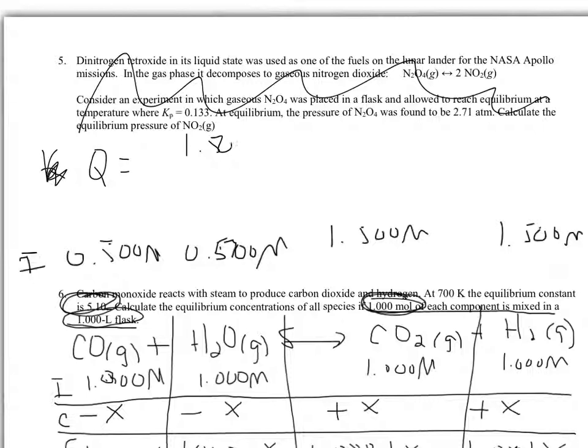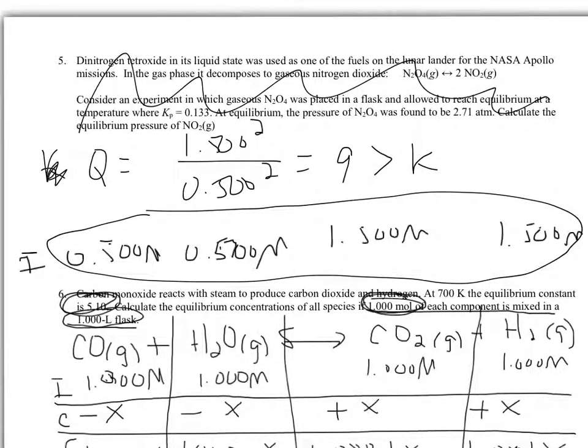We would get 1.500 squared divided by 0.500 squared, and that would come out to, geez, I should have done my work and written this down ahead of time, but that comes out to 9. Okay, so that's obviously greater than the constant. So if these were our starting concentrations, what that would mean is that my product amounts are too high and my reactant amounts are too low for the system to be at equilibrium, and so the reaction is going to proceed to the left, meaning we're going to make more reactants and use up some of the products in order to get ourselves to equilibrium.